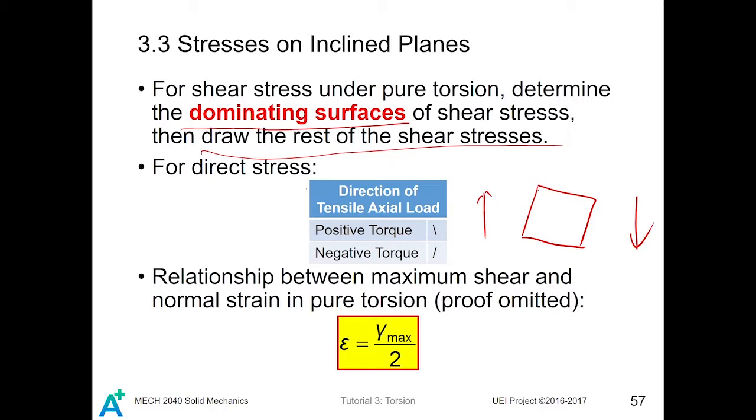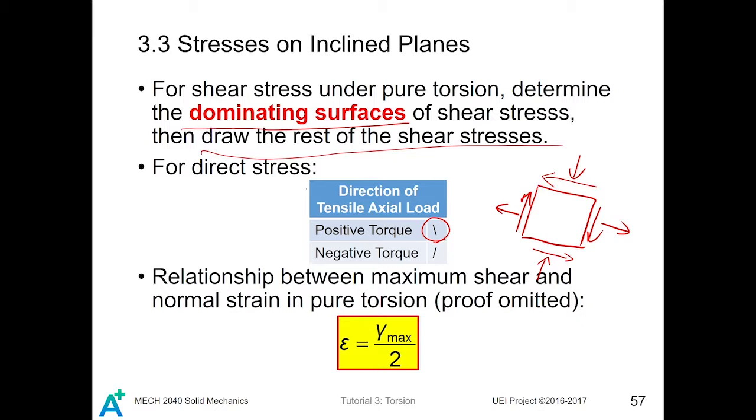So for those two dominating surfaces, we can immediately draw the shear stress on them, and also we can draw the rest of the shear stresses. Besides, since it is in the positive torque, it is tensile in this direction. That means the direct stress is sketched like this. Since for each stress element there is a pair of tensile stress as well as a pair of compressive stress, we can conclude that there is also a pair of compressive stress acting on it. So this is just how you determine the direction of the stresses on this piece of material.